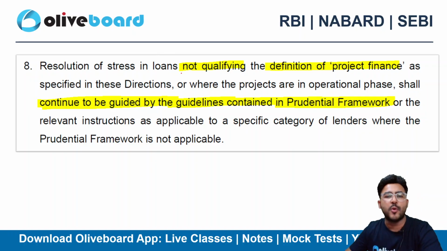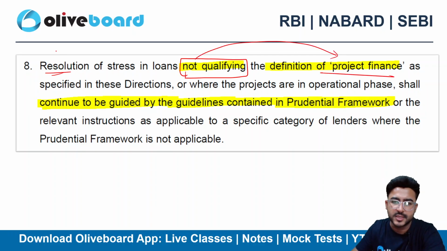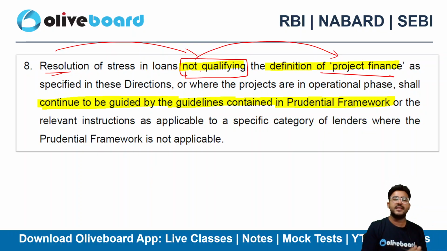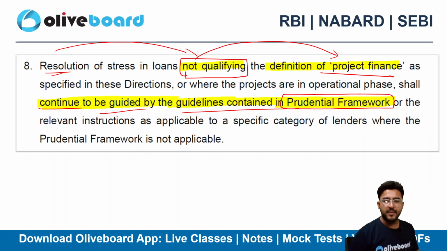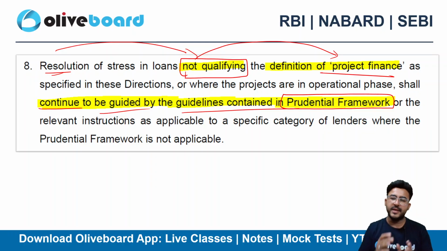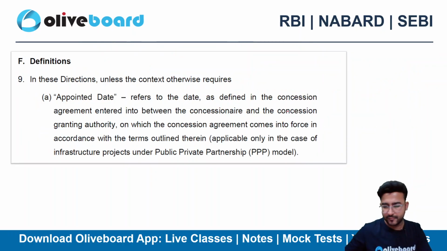Plus, if you are not qualifying in the definition of project finance, then definitely you can continue to be guided by the guidelines contained in the prudential framework. So whatever circular came in 2019 related to the prudential framework, you will continue to apply that. You will continue to refer to that particular prudential framework and not this one, right? Your entity, your project needs to qualify the definition of project finance. If not, then you can follow the prudential framework here, right?